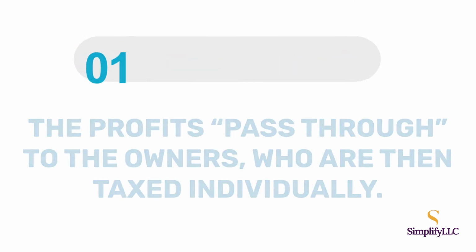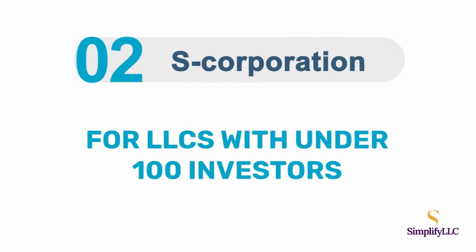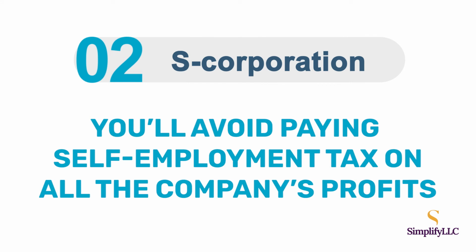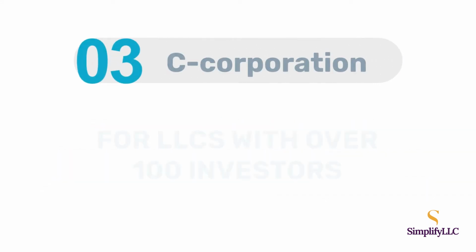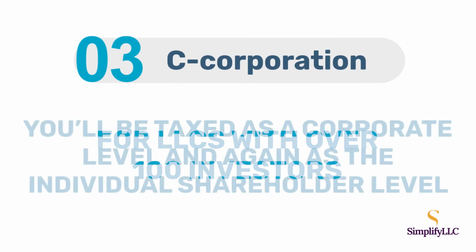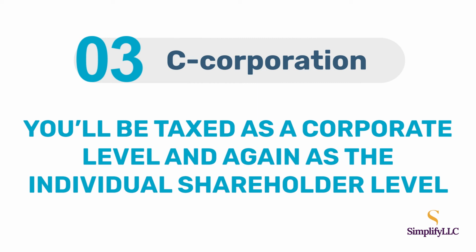However, LLCs can also choose to be taxed as a corporation. For LLCs with under 100 investors, you can register to be taxed as an S corporation. So you'll still enjoy the pass-through taxation, but you'll avoid paying self-employment tax on all the company's profits. If your business has over 100 investors, you can opt to be taxed as a C corporation. Unfortunately, this means that you'll be taxed twice, first at the corporate level and again at the individual shareholder level.